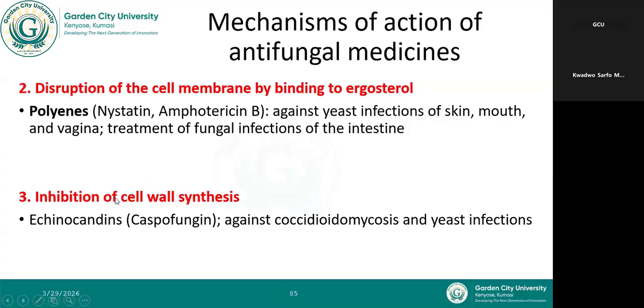Then for the cell wall synthesis in yeast, we can also use caspofungin for inhibition of the cell wall synthesis so that the cell will get exposed and then more molecules can move out and the cell becomes disrupted and eventually dies.